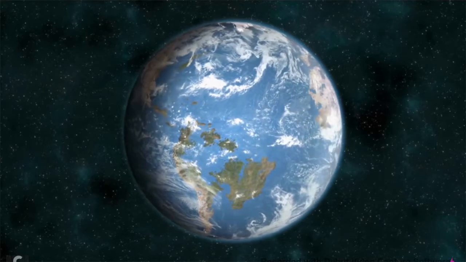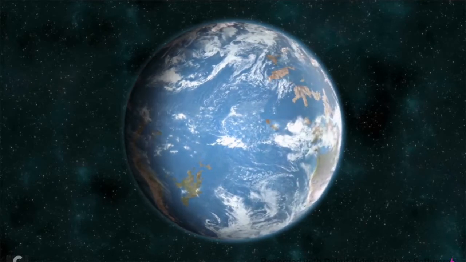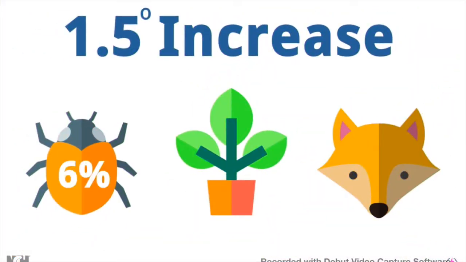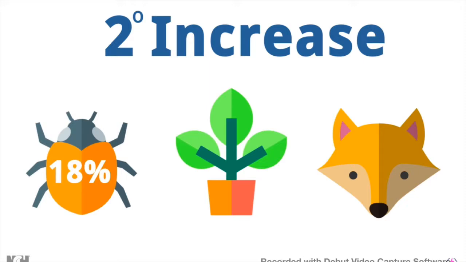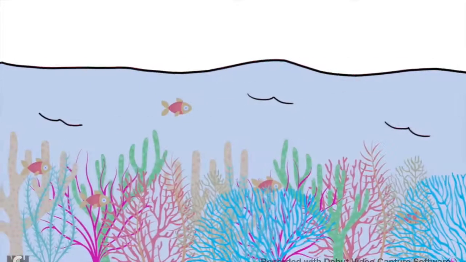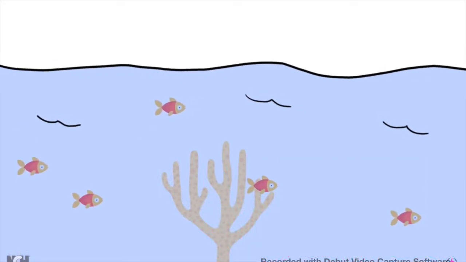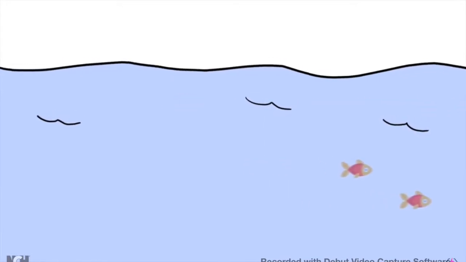Well, SR15 has some hard numbers for us. The disparity in negative impacts between 1.5 degrees of warming and 2 degrees is truly shocking. At 1.5 degrees, 6% of insects, 8% of plants, and 4% of vertebrates will lose over half of their natural geographic range. At 2 degrees, those numbers increase to 18% of insects, 16% of plants, and 8% of vertebrates. 1.5 degrees is projected to destroy 90% of what remains of the world's coral reefs. 2 degrees is expected to wipe them out entirely, completely destroying one of the ocean's richest ecosystems.